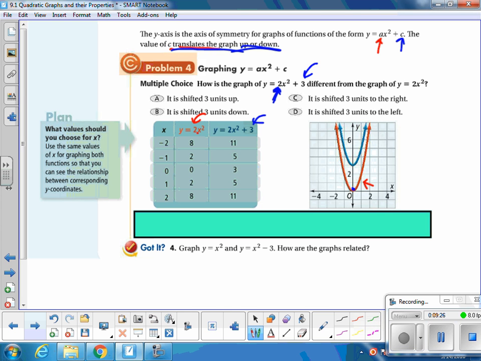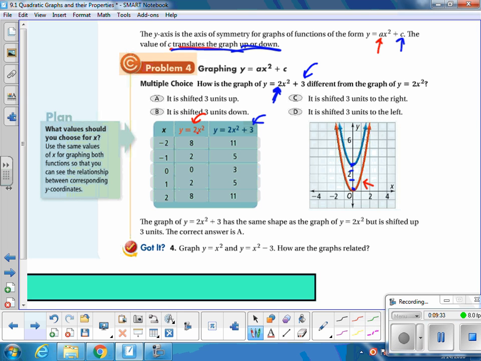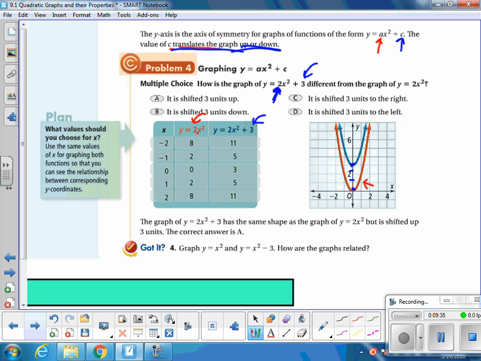And it looks like it, 1, 2, 3. It shifts our vertex and moves it upward. So the graph of y equals 2x squared plus 3 has the same shape as y equals 2x squared, but what happened is everything shifts up 3 units. So that's what's going on here. It's doing some shifting. So why don't you try?